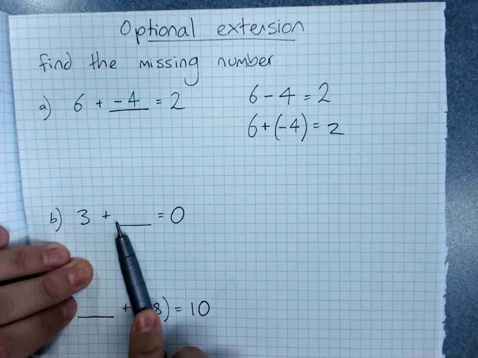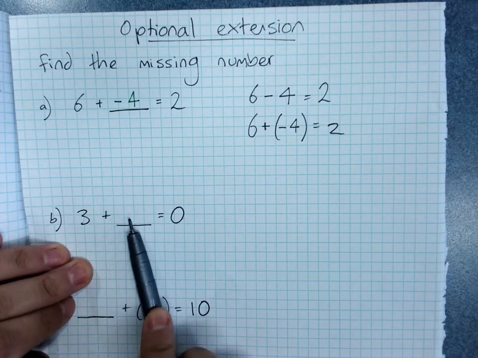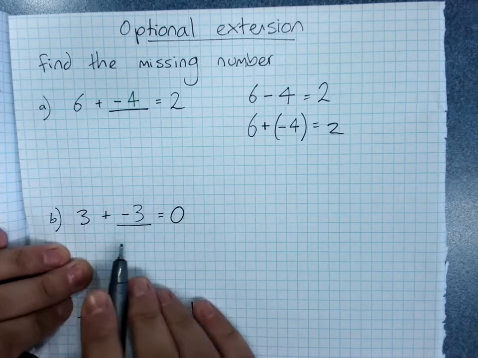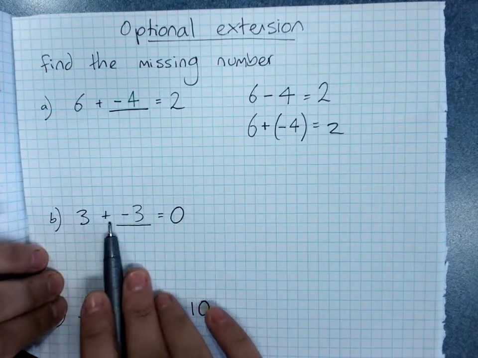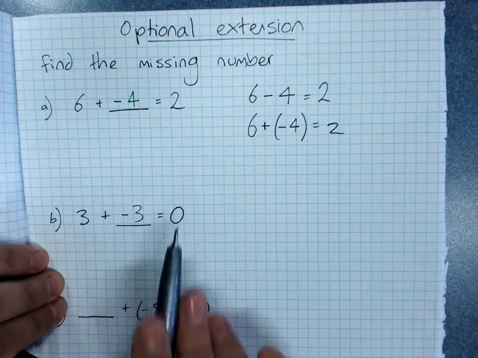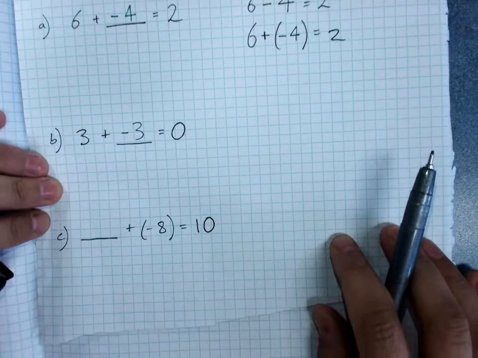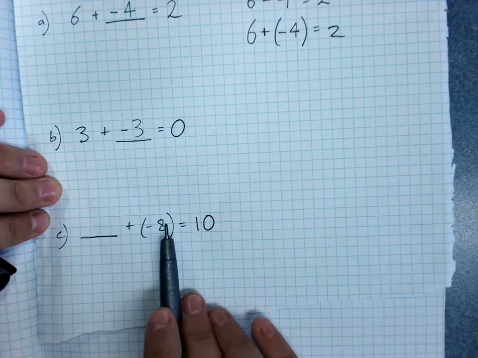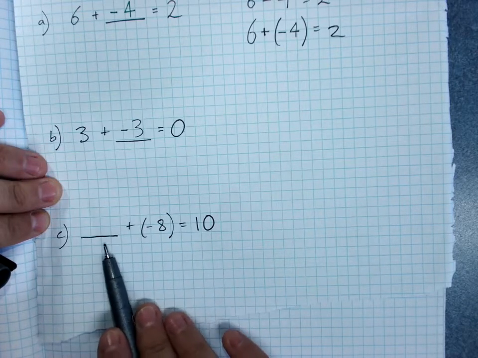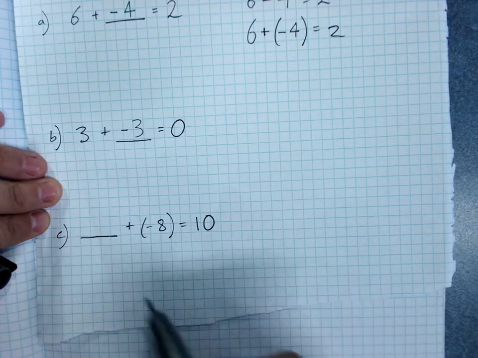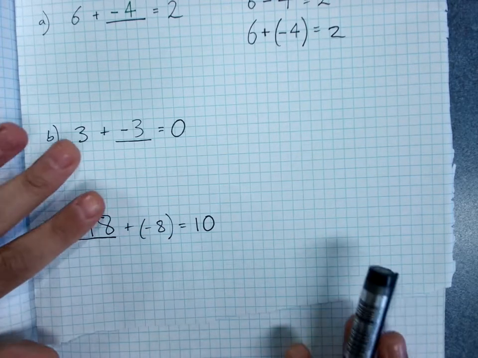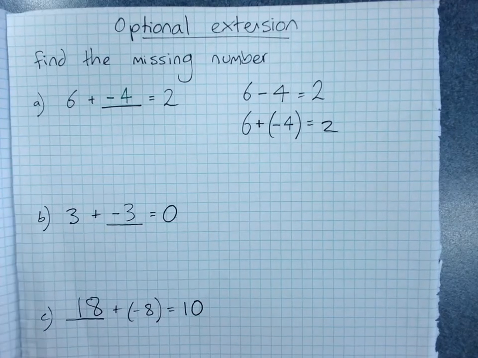3 plus what is 0? Well, I have to take away from 3 to get 0. I'd have to take away 3. And I know that adding a negative is the same as taking away. So 3 plus -3 is 3 minus 3, which is 0. We've got our missing number. What plus -8 is 10? Well, I know plus negative 8 means minus 8. What take away 8 is 10? That would be 18. So we can solve problems with our adding and subtracting negative numbers.